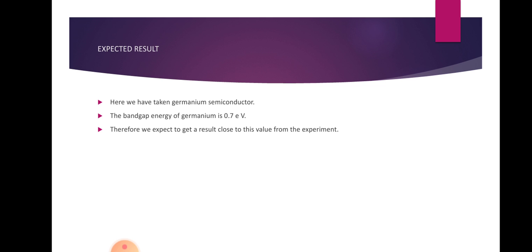Our expected result will be in the range of the band gap energy of the semiconductor. Here we have taken germanium as a semiconductor. We know that the band gap energy of germanium is in the range of 0.7 electron volt. Therefore, from this experiment we will have to obtain a result that is close to this value. Thank you.